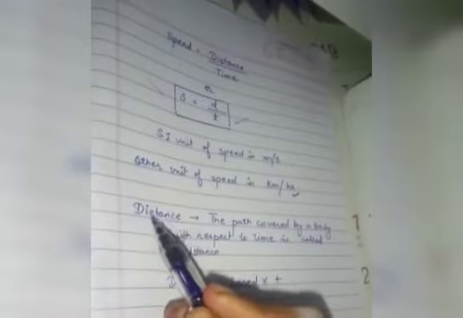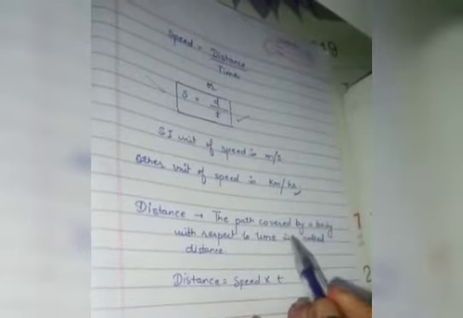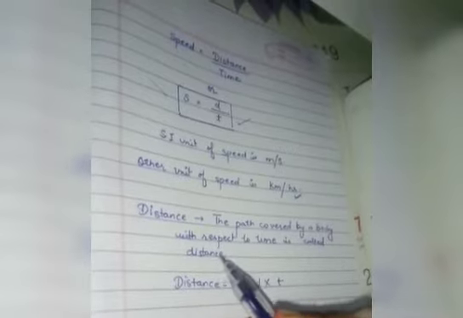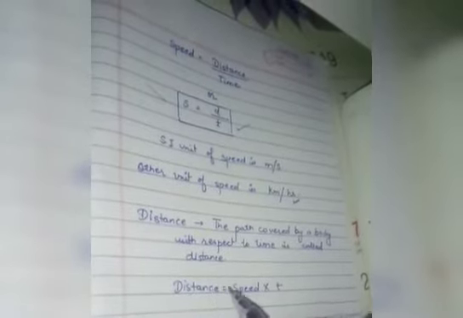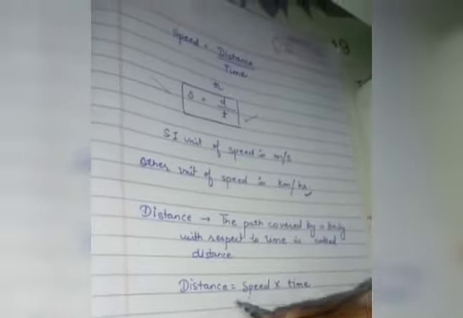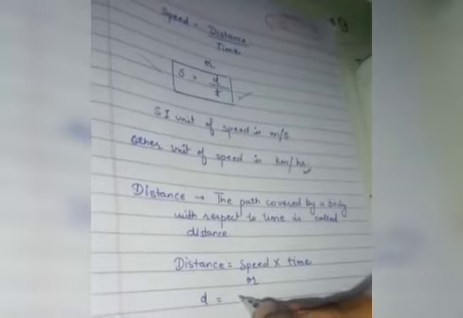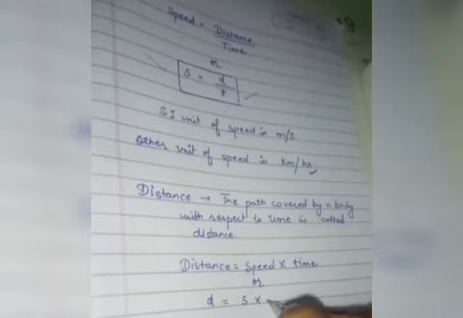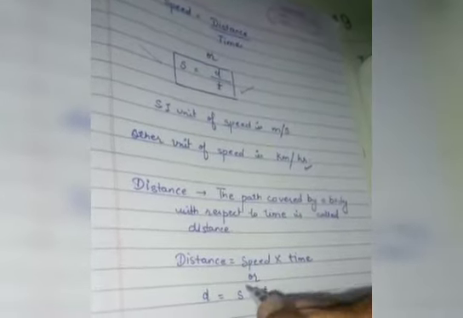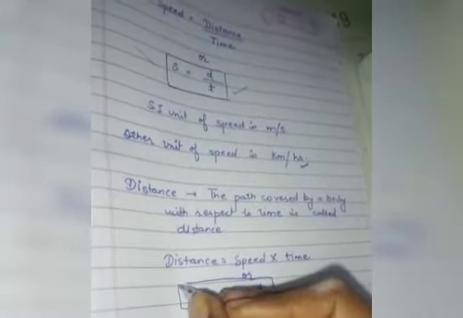The next topic is distance. The path covered by a body with respect to time is called distance. The formula is distance equals speed into time, where distance is denoted by d, speed is denoted by s and time is denoted by t. So this is the formula of distance.